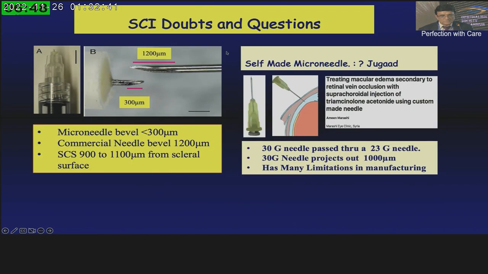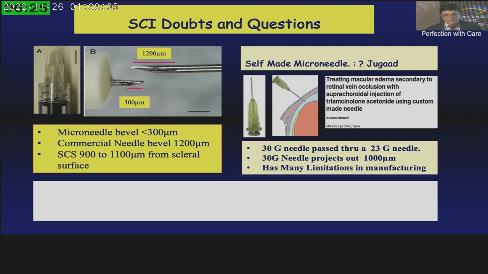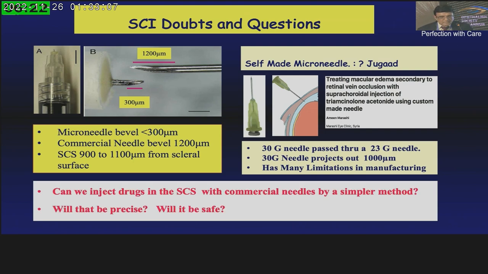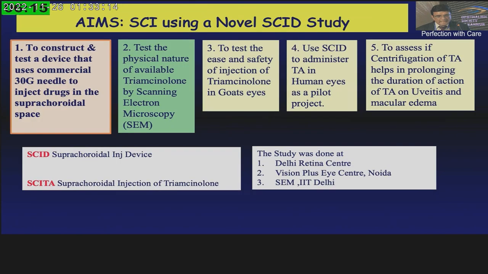Then you have this jugaad which people have done, and many of you may have attempted it, of using a 23 gauge and a 30 gauge needle, making a needle out of it which projects about 1000 microns beyond the needle tip, and that goes perpendicularly into the suprachoroidal space. But if you have injected it, you have seen that it may not actually inject the drug every time. So what we thought was, can we inject with a normal 30 gauge needle into the suprachoroidal space, can it be safe?